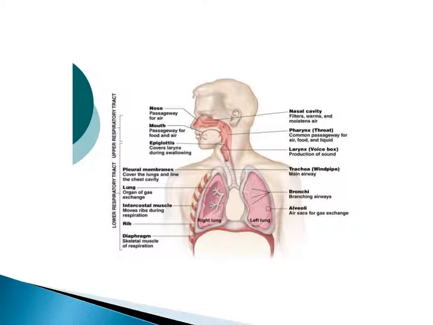This is also one of the typical diagrams which contains all the organs of the respiratory system. This also shows the lower respiratory tract and upper respiratory tract. The upper respiratory tract consists of the nose, and the lower respiratory tract consists of the epiglottis, pleural membrane, lungs and ribs. So in this diagram you will see both tracts, that is, the upper and lower respiratory tract.